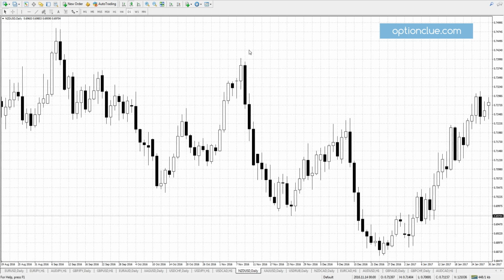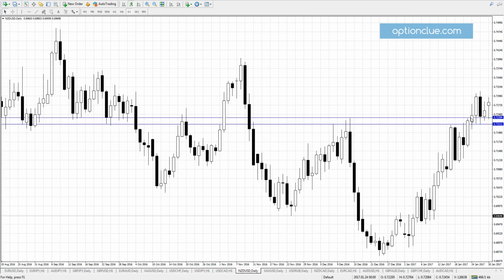Let's take one more example. New Zealand dollar, the daily time frame. The support level was formed on the market. The lower border is 0.7222, the upper border is 0.7242. The bull movement ended up overlapping and the level was formed.